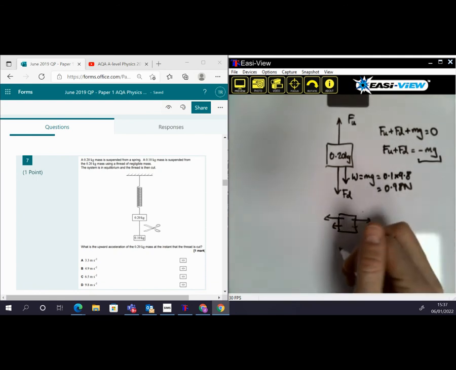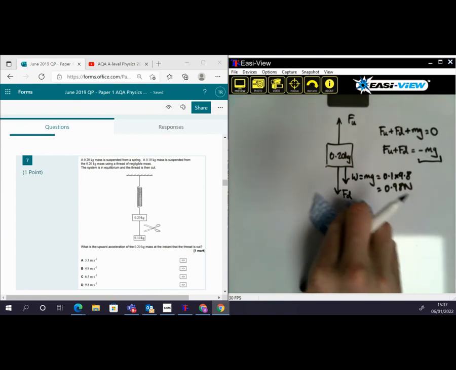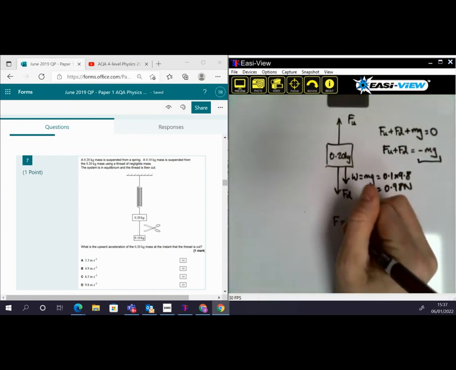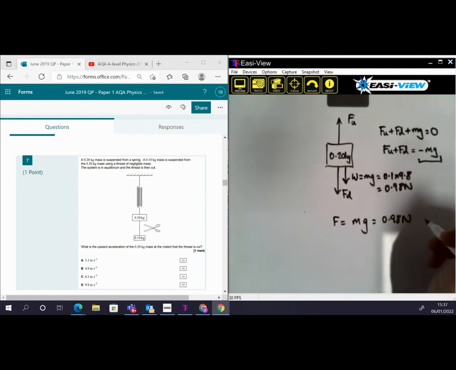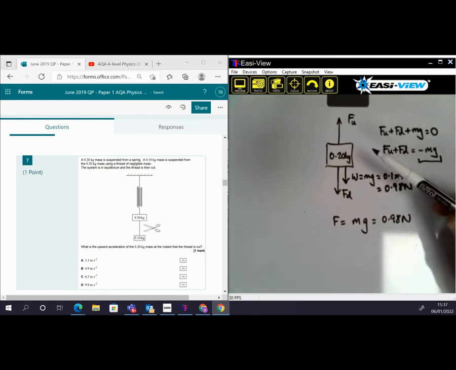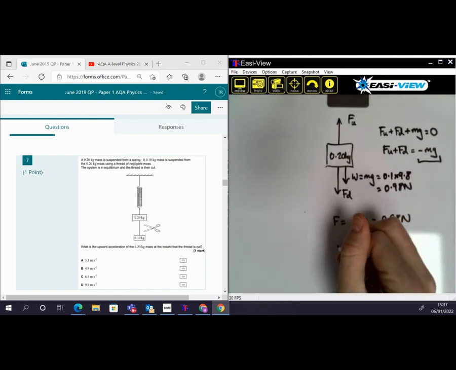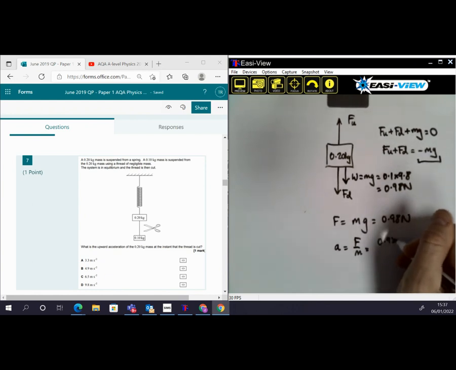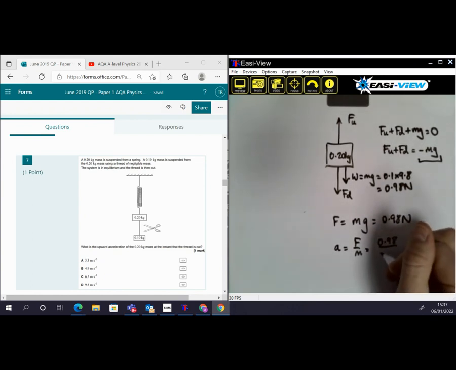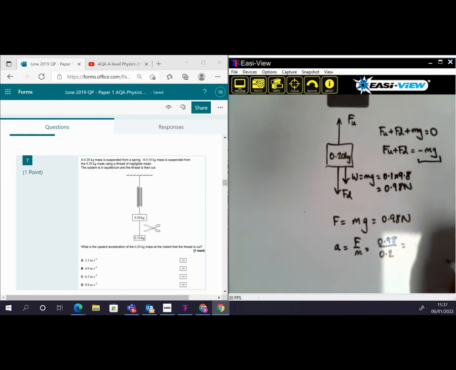So the resultant force is mg, which is 0.98 newtons upwards, and it causes an acceleration. The resultant force now causes an acceleration. So the acceleration is F over m. That force is 0.98 divided by the mass, 0.2, and we end up with 4.9 meters per second squared.